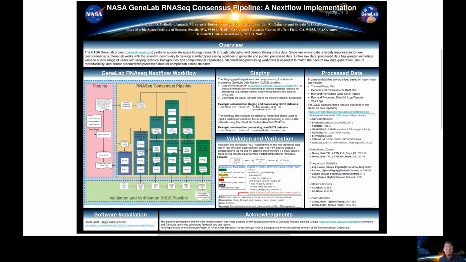Before I get into the implementation, I want to give a quick overview of GeneLab. The GeneLab project seeks to accelerate space biology research through cataloging and democratizing space biology omics data. This includes curating rich experimental metadata, raw data, and processed data, all in one place. GeneLab also works to standardize processing approaches towards enabling multi-dataset research. Ultimately, the work of GeneLab hopes to expand the accessibility of space biology data for research, all the way from citizen scientists to domain specialists.